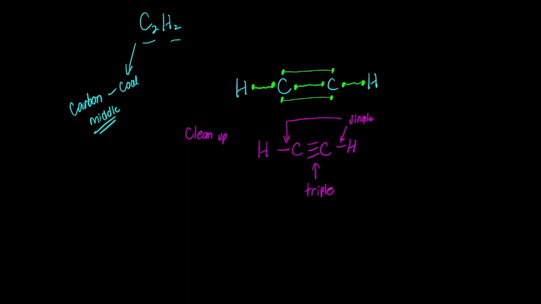So for very simple molecules, we can write the Lewis structure by just pairing up the unpaired electrons on the substituent atoms, okay? And that's what we've been doing, okay?